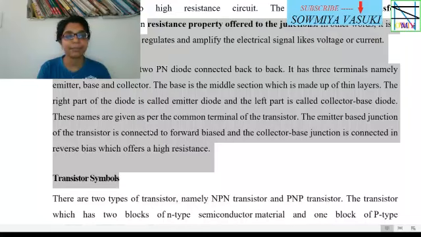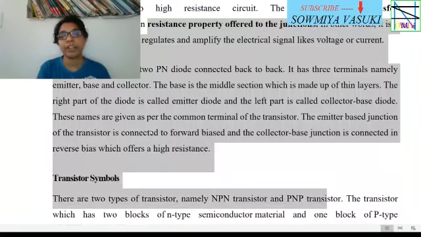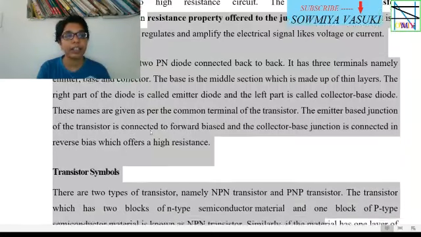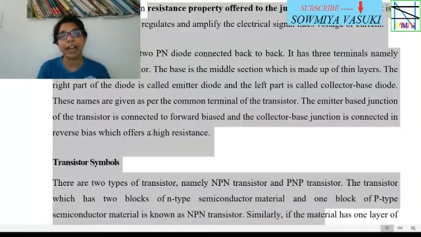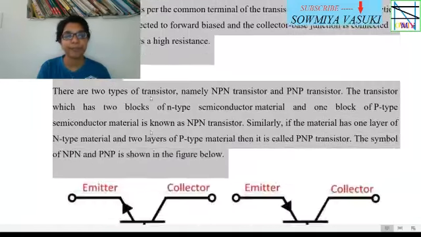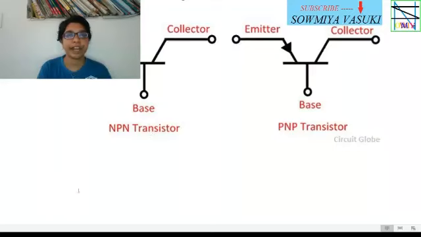Transistor symbols. There are two types of transistors, namely PNP and NPN transistor. The transistor which has two blocks of N-type semiconductor material and one block of P-type semiconductor material is known as an NPN transistor. Similarly, where two P-type materials are there and one N-type material, it is a PNP transistor. The symbol of the transistor is like here. The difference between the two transistors is the direction of the current. N means a negative charge carrier and P means a positive charge carrier. It's like N type and P type.